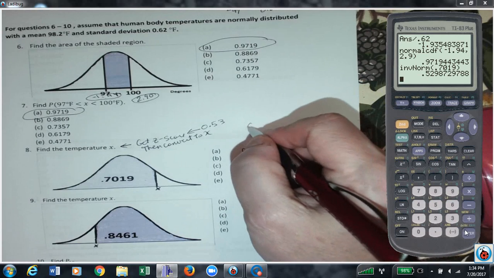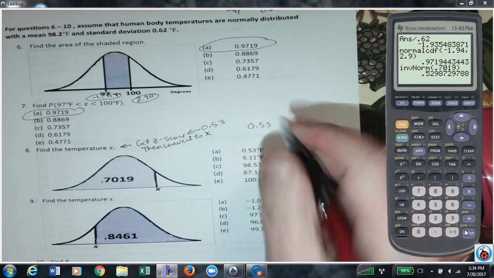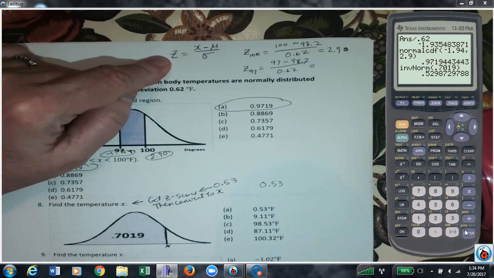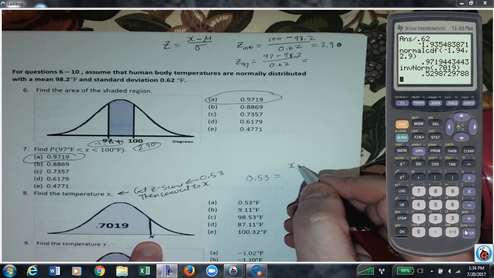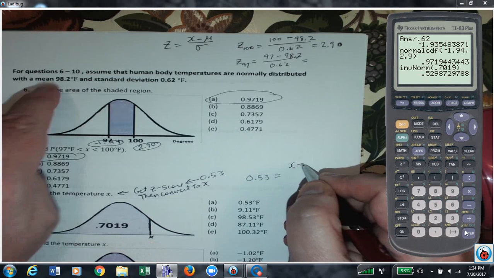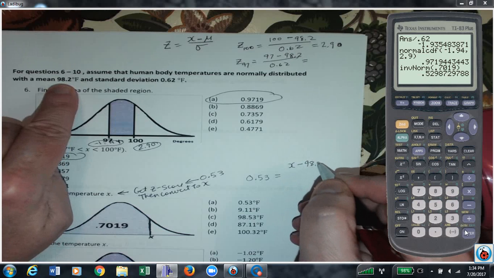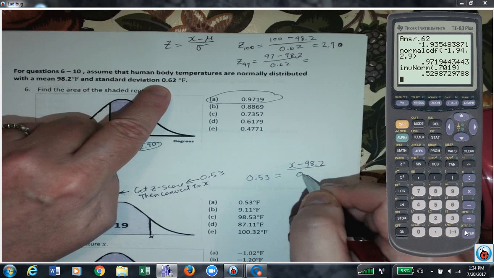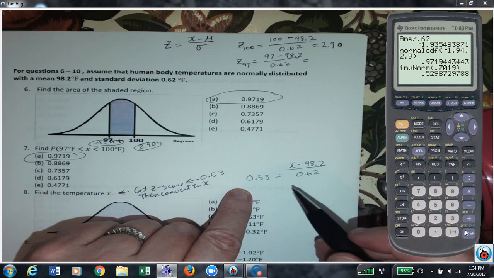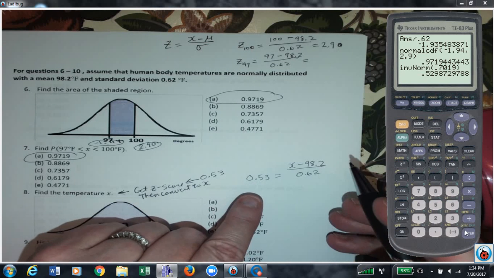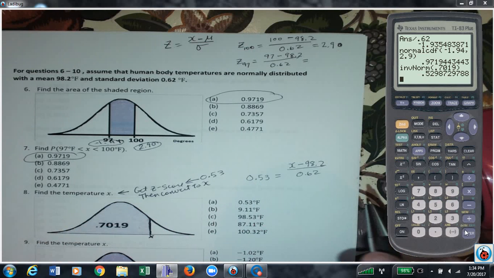So the z-score, if I use my conversion formula, is equal to what we're trying to find, the raw score, minus the mean, all over the standard deviation. Now I have to solve this for x. So the first thing I'm going to do is multiply both sides by 0.62.